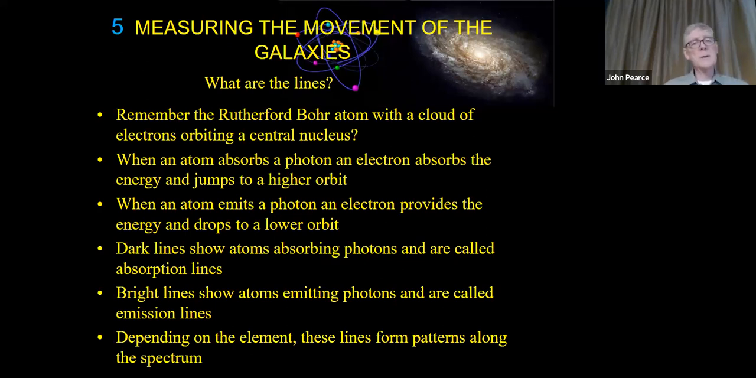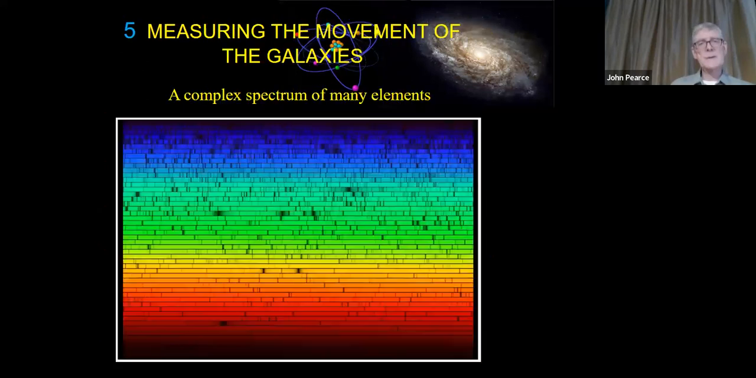Depending on the element, these lines form patterns along the spectrum. And this is a very complex spectrum with many of the elements shown. But we'll use a much simpler part of that, which looks at the effect of the lines on a simple spectrum, and is used to just define what you see in a star cluster.